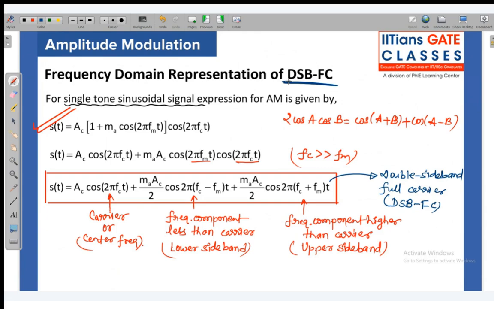When you put your message signal in the expression of amplitude modulation, you will get three terms. One is the same carrier frequency which you used before modulation for multiplication, and two extra terms come, having frequencies higher than the carrier and lower than the carrier. The term less than the carrier is the lower sideband. The term higher than the carrier is called the upper sideband. Clear?